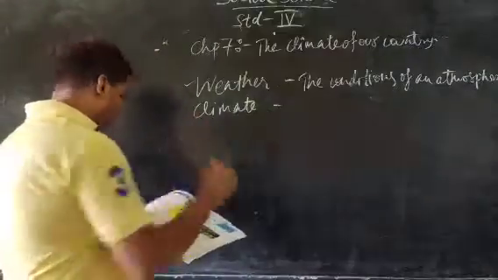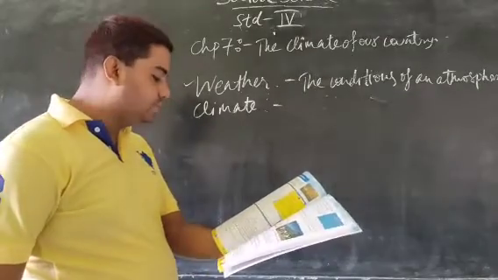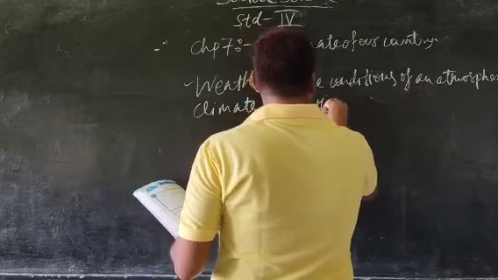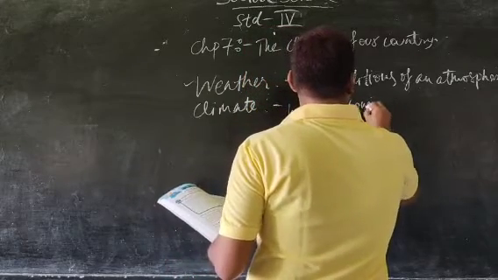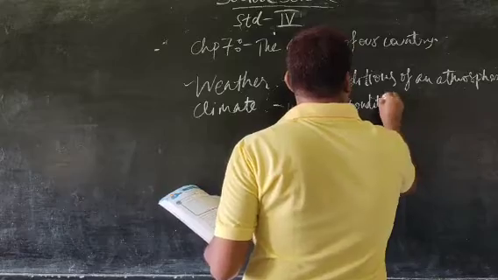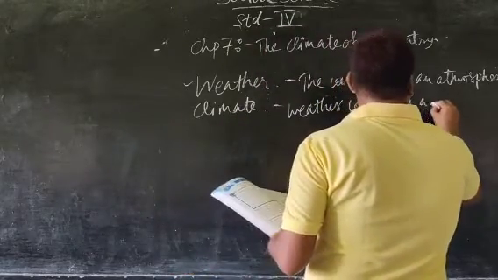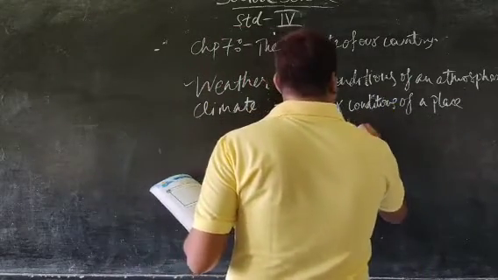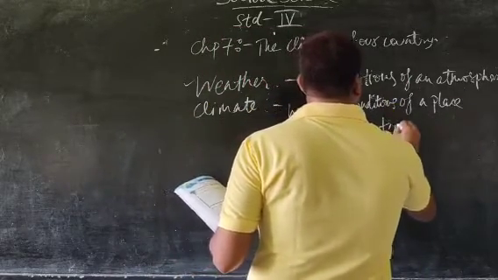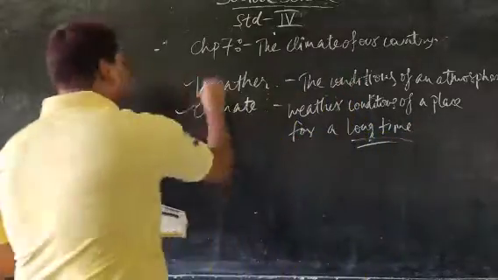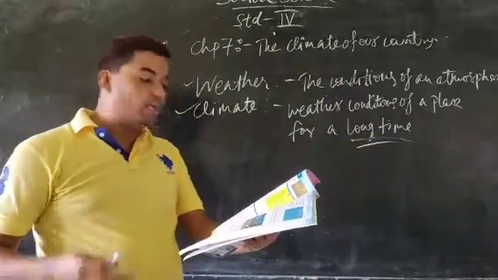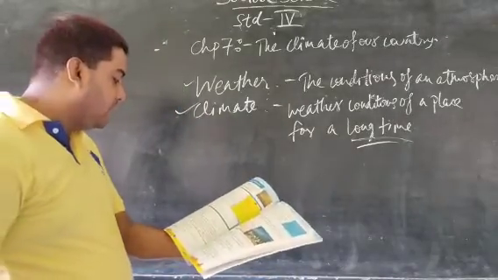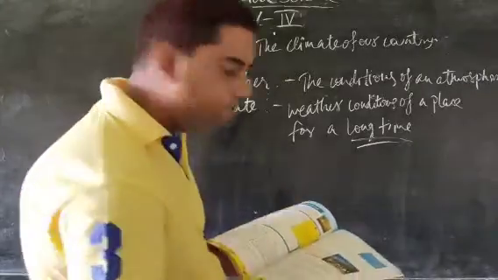Now, let's see climate. Climate refers to the weather conditions of a place over a long period of time. So, the weather conditions of a place for a long time. This is known as climate. Like many times we use words like cold in the mountains, hot in the coastal areas, so they are referring to climate. Now let's see the factors affecting climate.